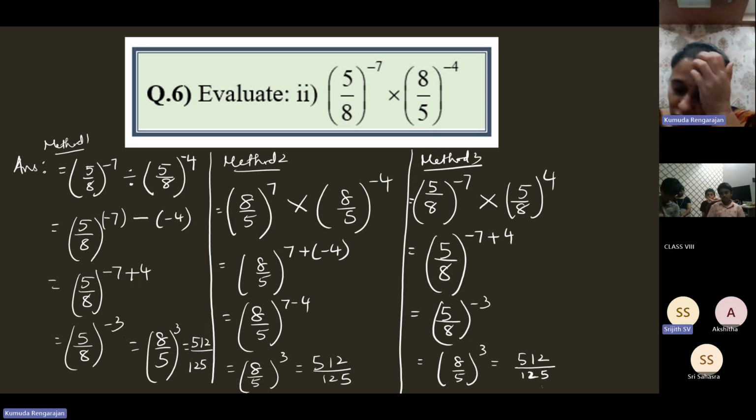It's like you're choosing between white bread and brown bread. Do you want white bread or brown bread? Like that, do you want the base as 5 by 8 or 8 by 5? So in method 2, you wanted the base as 8 by 5. If it is already 8 by 5, don't disturb it. If it's 5 by 8, what do you need to do? You need to write its equivalent. Reciprocal of the base, negative of the power.